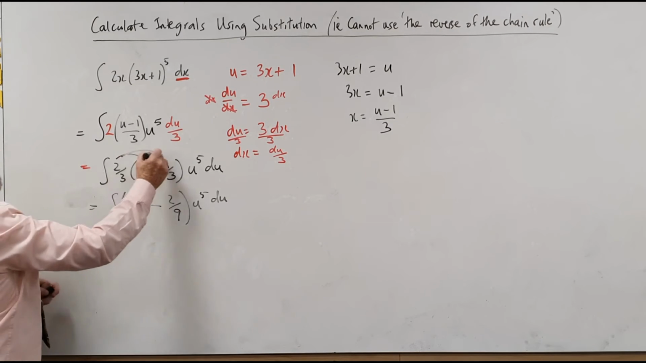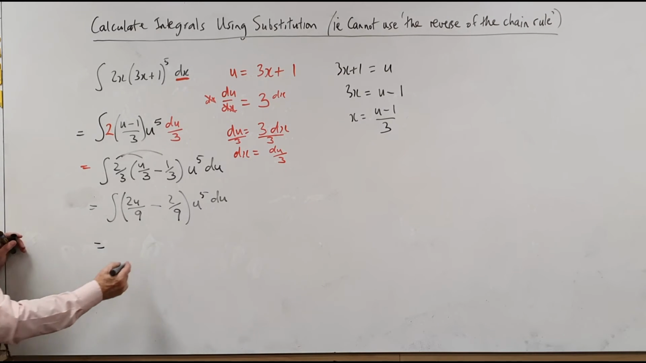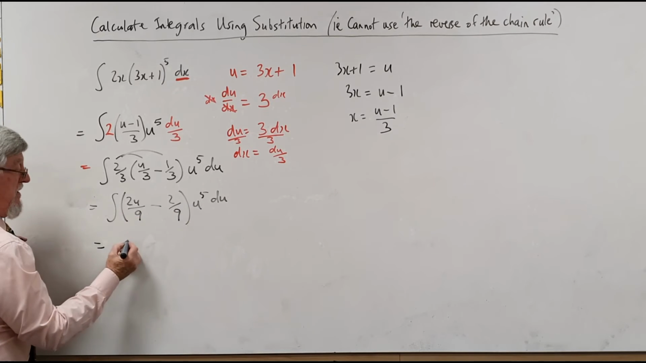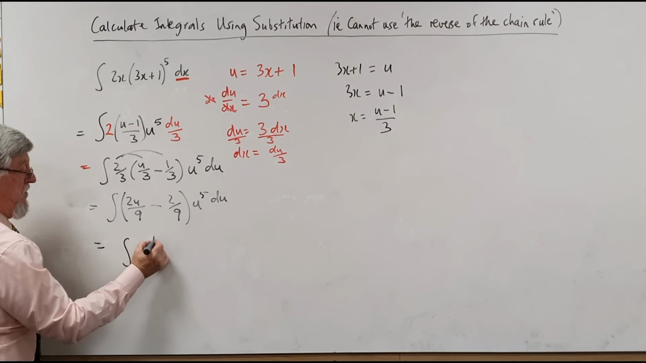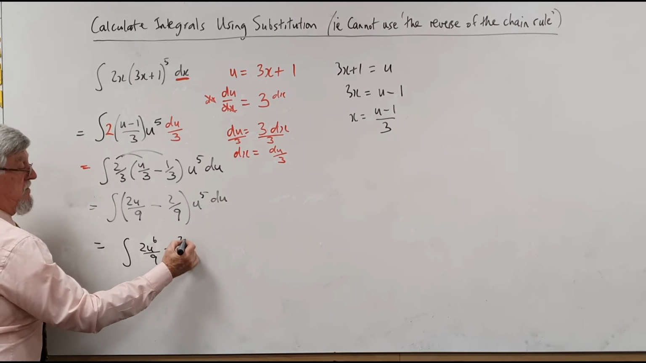All I've done is that by that and that by that. We're back to eyebrows, and the eyebrows have done that. So now I can go eyebrow again, which I went to do both in one go. So that times that is 2u to the 6 on 9, minus 2u to the 5 on 9.